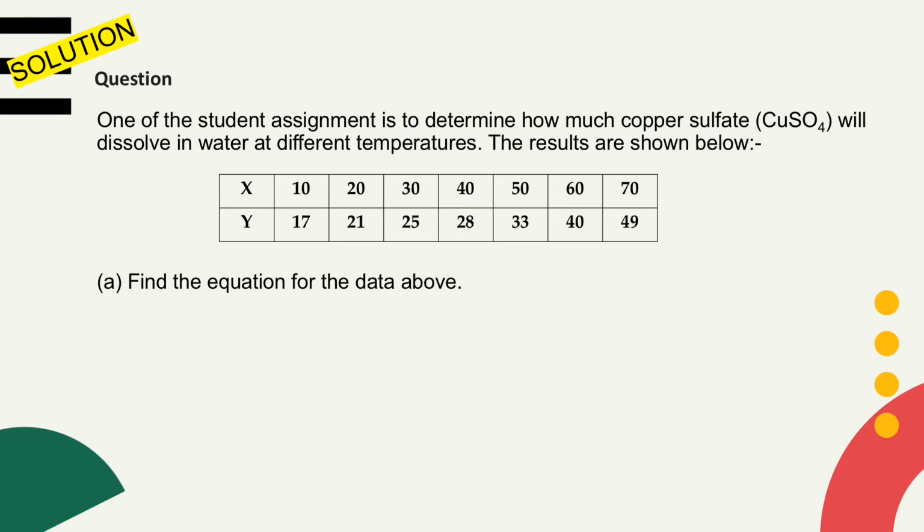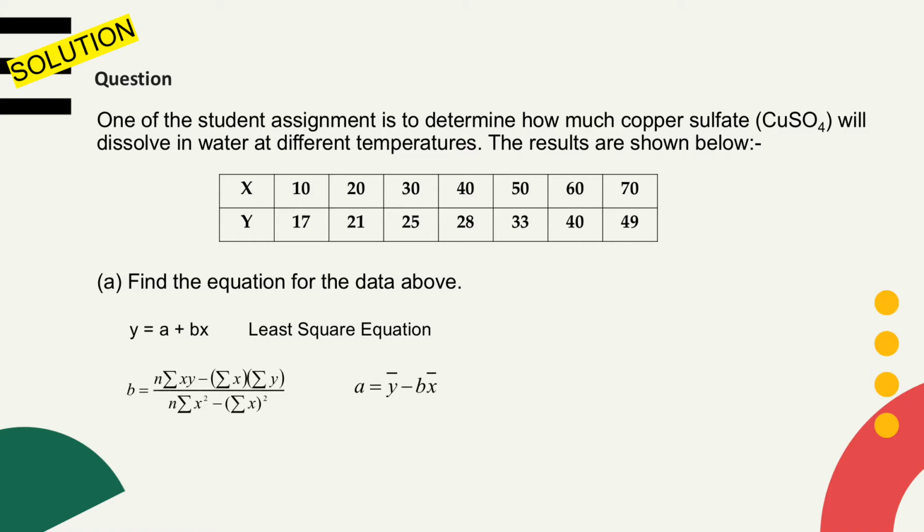The first question asks us to find the equation for the data above. In order to solve for the equation, we have to apply what we have studied before, that is the least square equation. This is the general form of the least square equation, where we have to solve for the a and b values. The formula of a and b is given here. In order for us to solve these a and b values, we have to first find the values of the related terms in the formula.